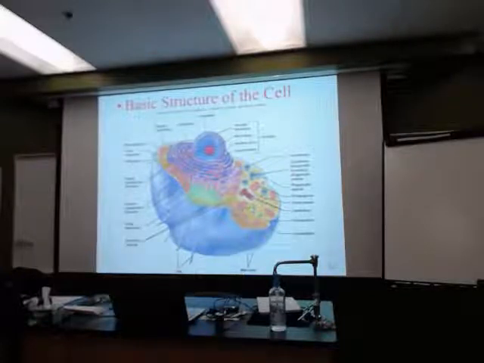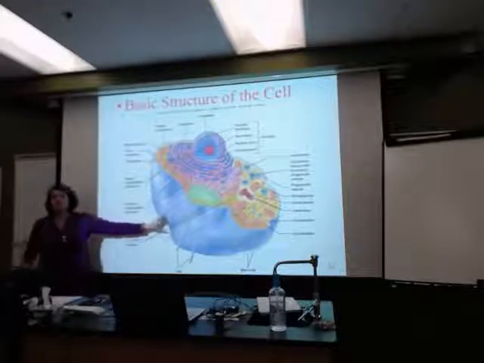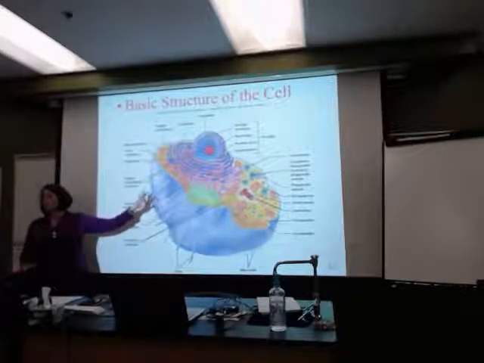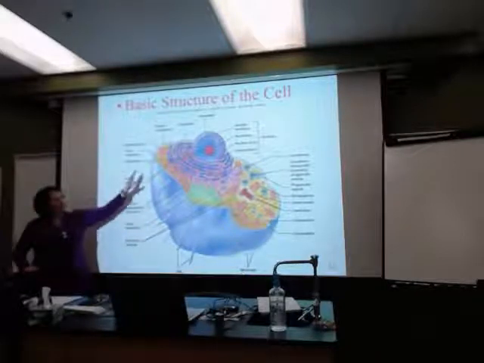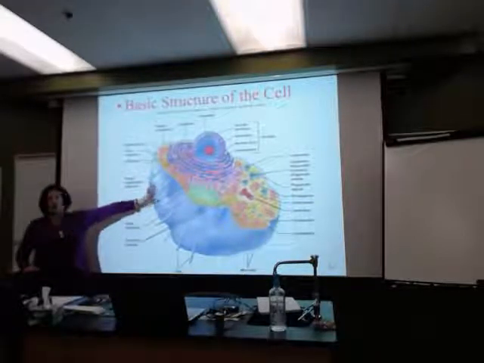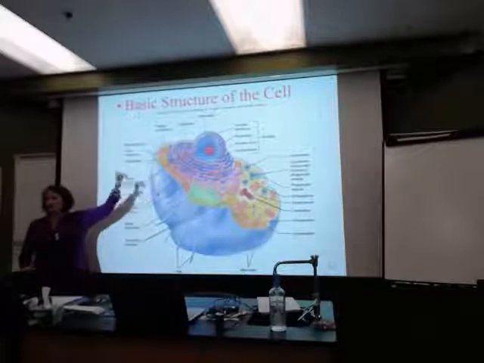This is pretty much a representation of the animal cell. Be familiar with this. Know how to label this, okay? And we're going to actually talk about all of these parts.